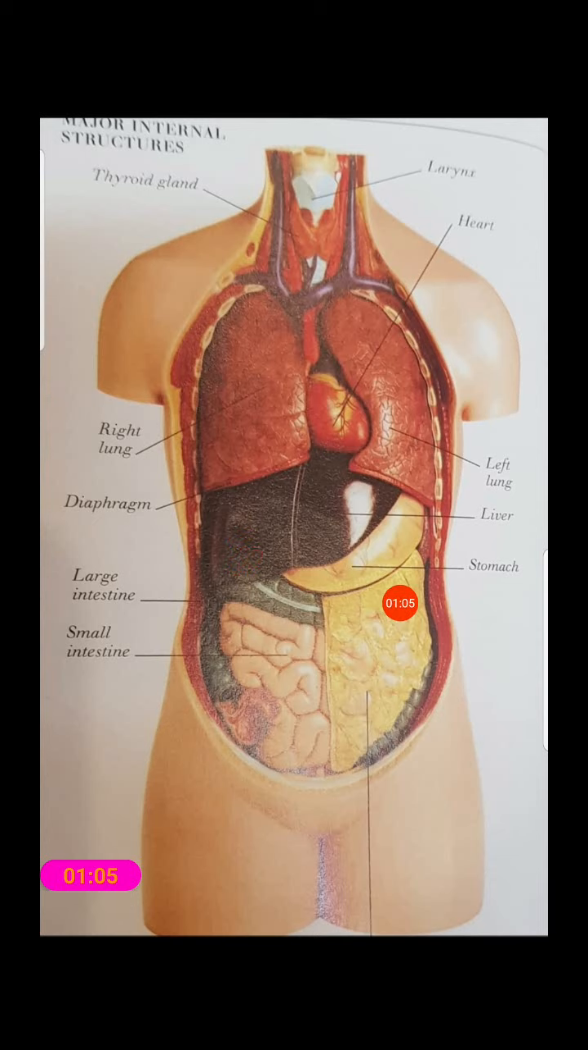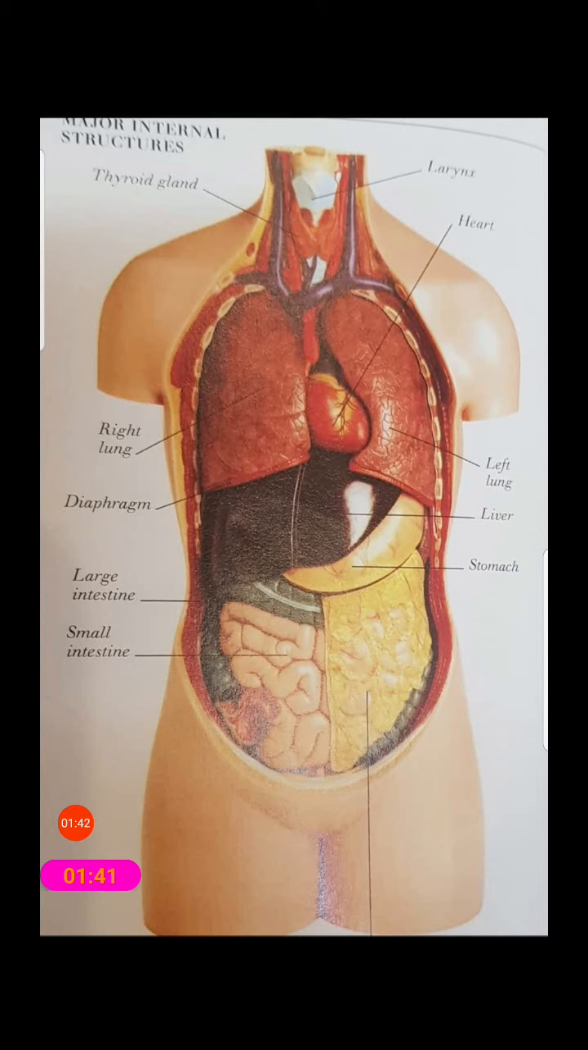And this part just below the liver is called the stomach. And this green colon-like structure is called the large intestine. And this part is called the small intestine. And this is called the greater omentum. Recap. Larynx, thyroid gland, heart, right lung, left lung, diaphragm, liver, stomach, large intestine, small intestine, greater omentum.